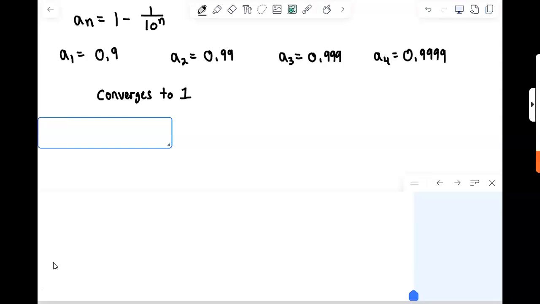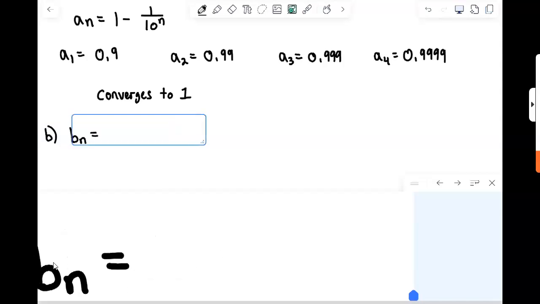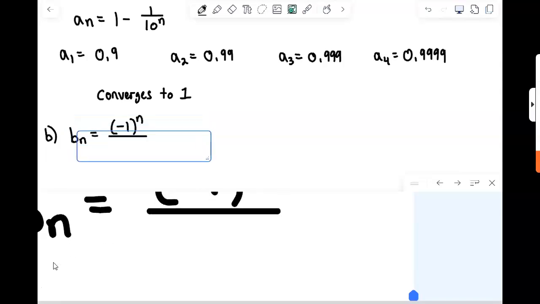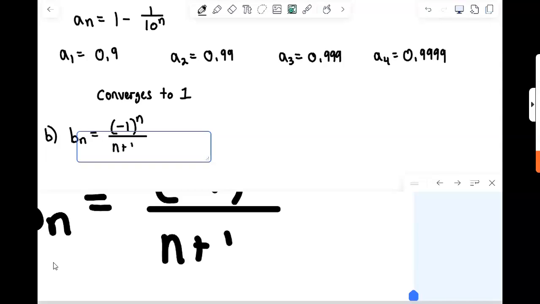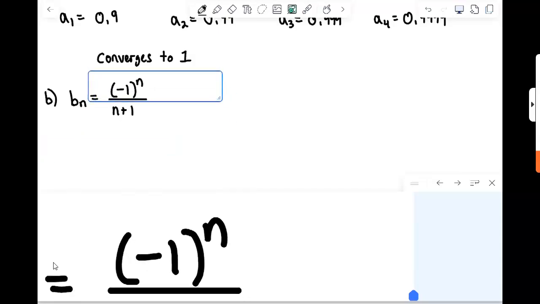All right, let's turn to our second example. Let's say we have b sub n is equal to minus 1 to the n over n plus 1. Okay, so you'll see this very often in sequences, where you'll have a minus 1 either raised to the nth power or to the n plus 1 power.